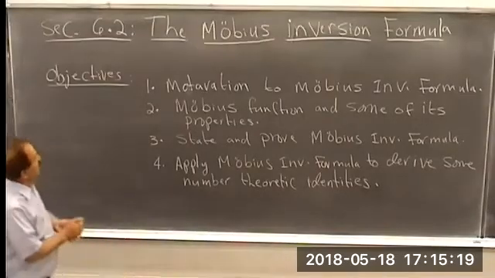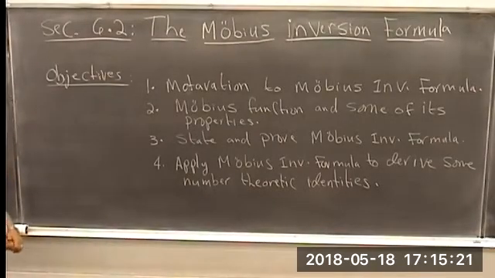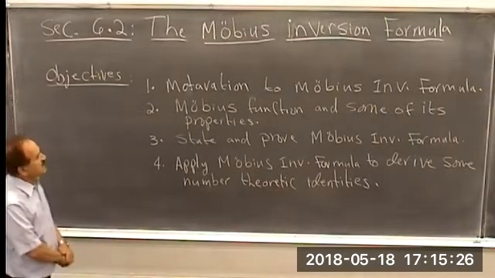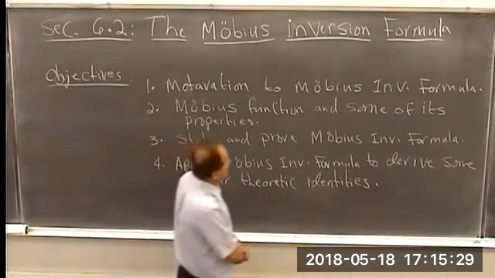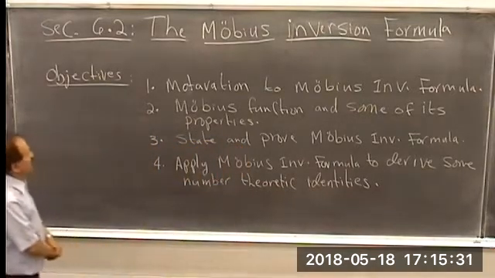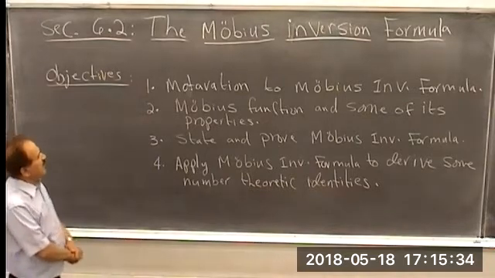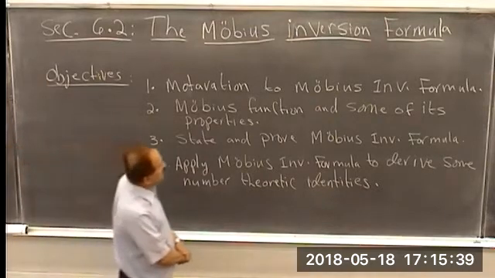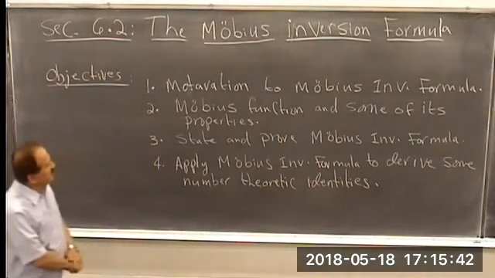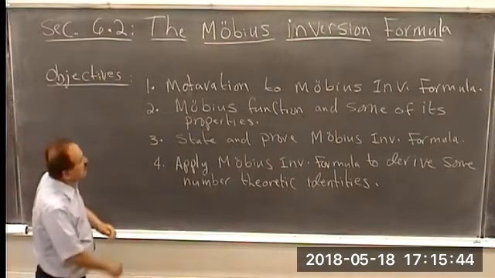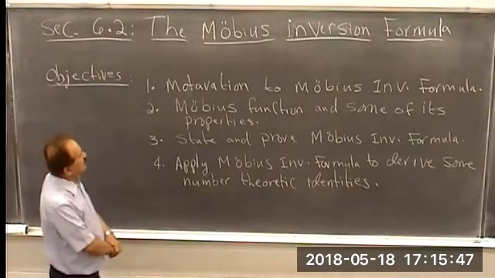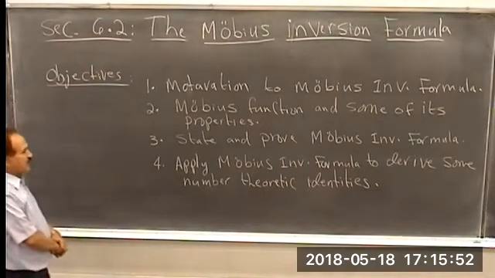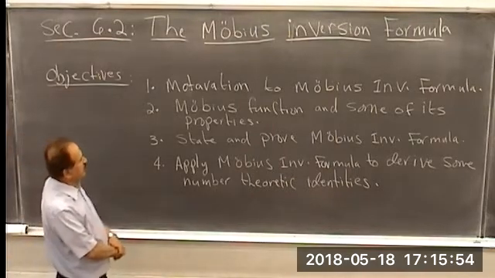All right, we're going to get started on section 6.2. And in this section, we're going to talk about what is called the Mobius Inversion Formula. So the objectives of this section are, first, we're going to start with a motivation to introduce the Mobius Inversion Formula. And then this is going to lead us to define what is called the Mobius function. It's going to be, again, a number theoretic function, and we're going to study some of its properties.